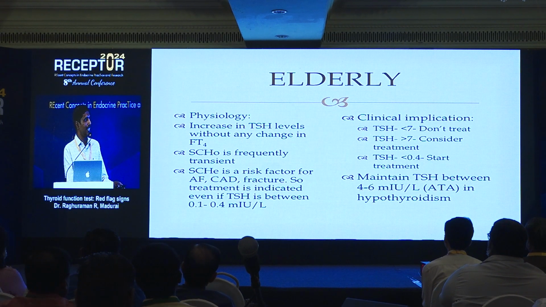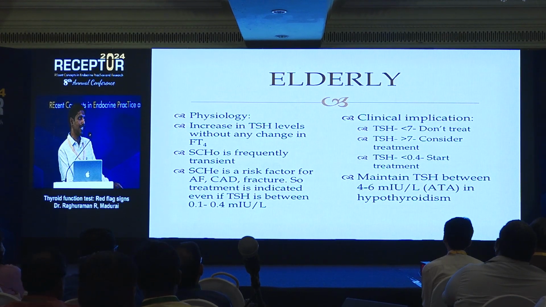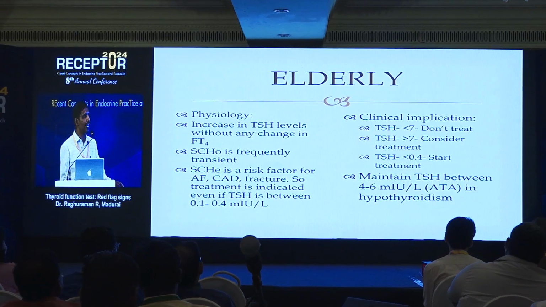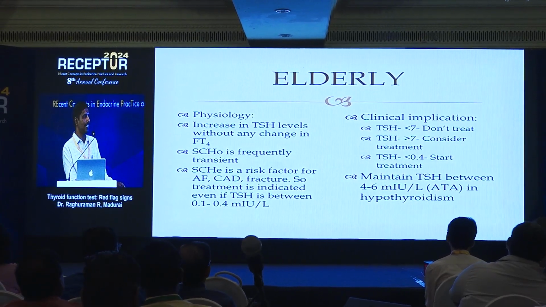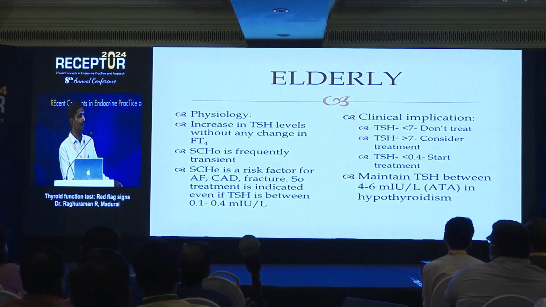So what is the clinical implication? With TSH less than 7 in an elderly patient, that is more than 60 years, you can wait and watch, don't treat it immediately, but more than 7, you can consider treatment. And less than 0.4, you have to start treatment. In treatment for hypothyroidism, in the younger age group you can maintain TSH less than 3, but in the elderly age group, you can maintain it at around 4 to 6.